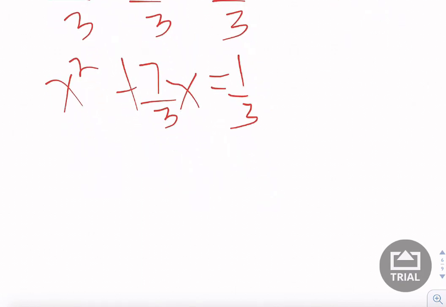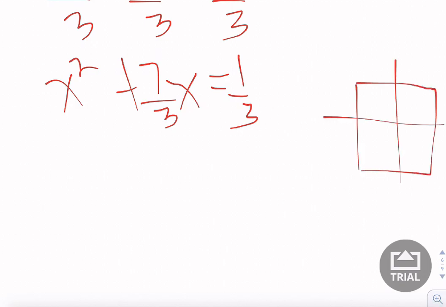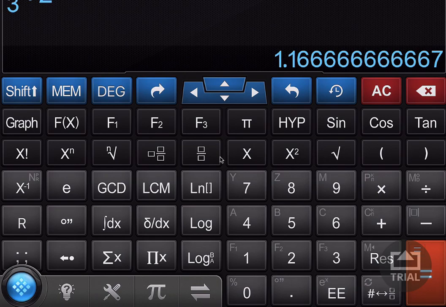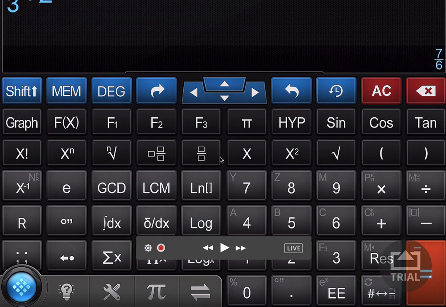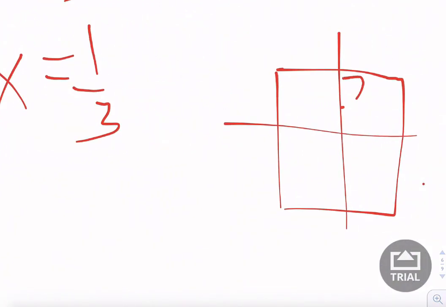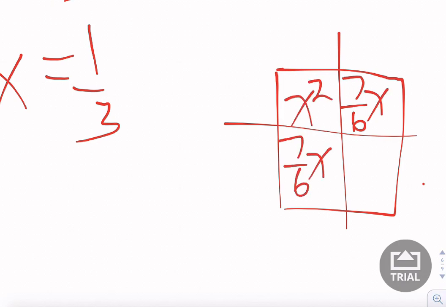Now it's time to start completing that square. So again, let's figure out what half of the b value is, half of 7 over 3. I go back to my calculator and I put the fraction button and do 7 over 3, move to the side, and then divide by 2 to get half of it. It's 1.166 repeating, which as a fraction is 7/6. So that means I've got 7/6x here, 7/6x here, and I've got x squared there.